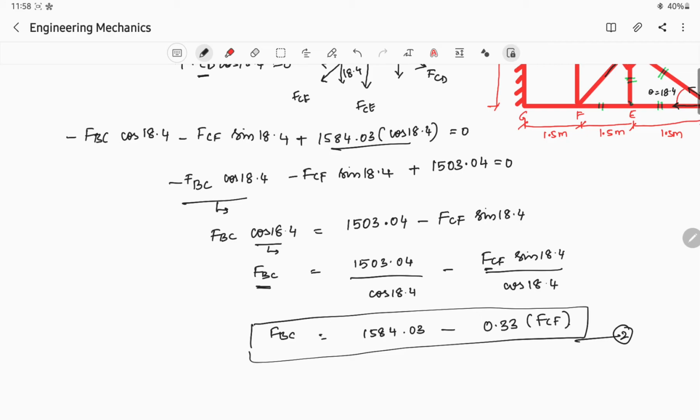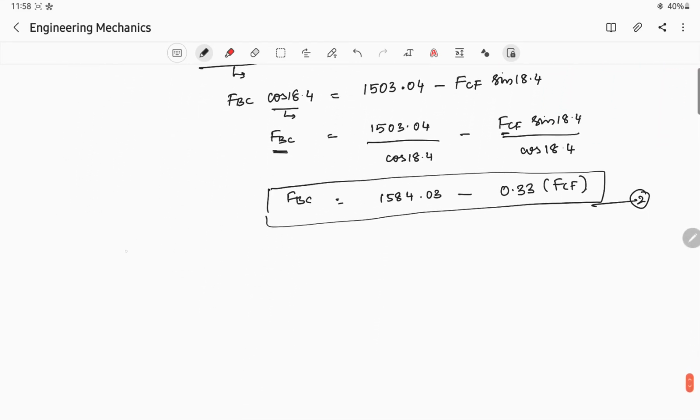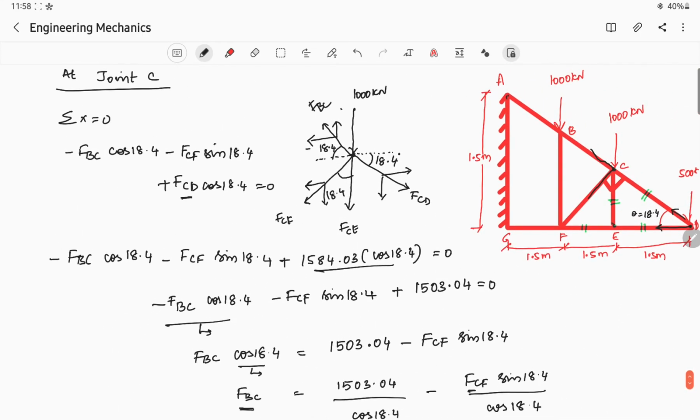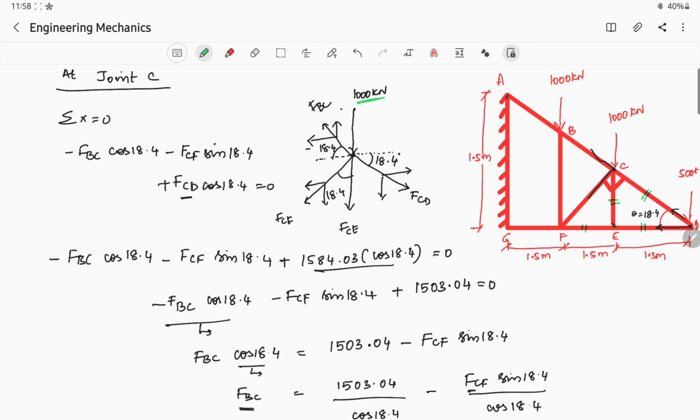Fine. Now we'll go for another equilibrium equation, that is sigma y is equal to 0. Now if you see the figure here, how many vertical forces are there? We have one vertical force which is 1000 kilonewton, going in downward direction. Then we have FCF 18.4, then FCE going downward direction, then FCD also going in downward direction, and upward direction we have FBC. So whatever the forces which are going in upward direction, we'll take those forces first. So FBC is going in upward direction, right?